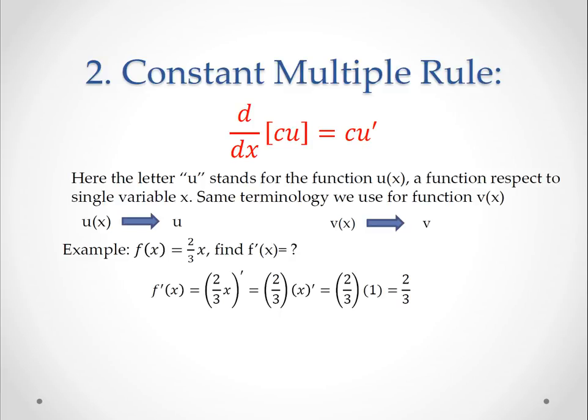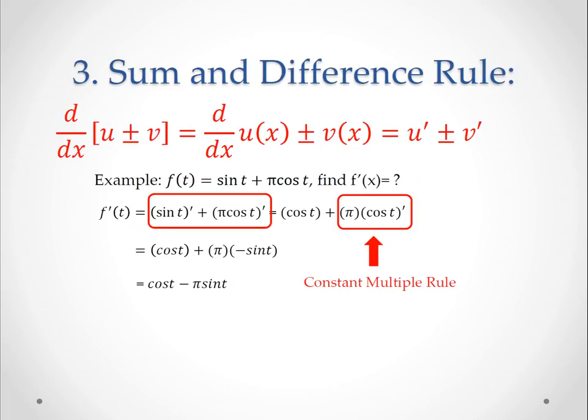Let's look at an example. f of x is equal to 2 divided by 3 times x. So what is the derivative of f of x? As we apply the constant multiple rule, f prime of x is equal to the derivative of 2 divided by 3 times x, which is equal to 2 divided by 3 times the derivative of x, and the derivative of x is equal to 1. Therefore, the final result is equal to 2 divided by 3.